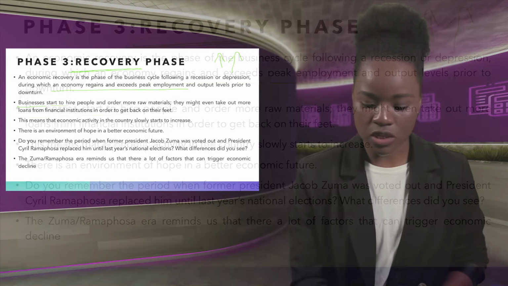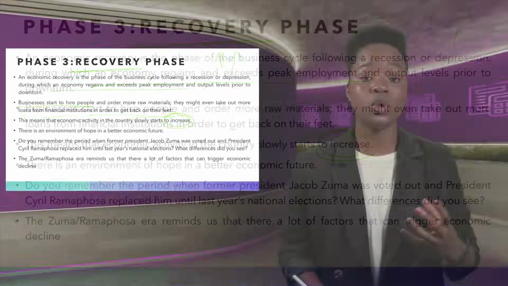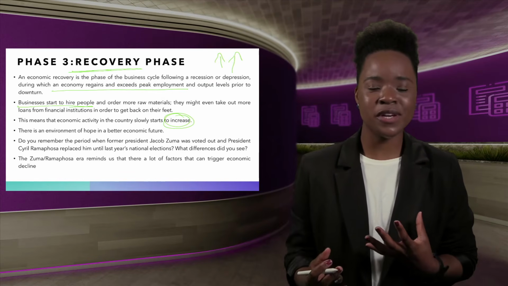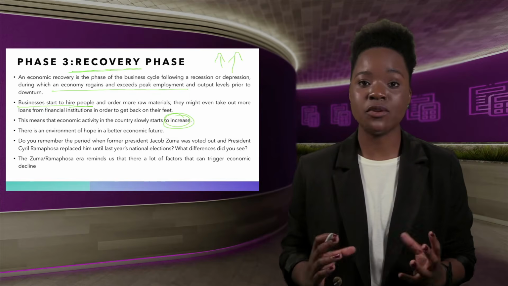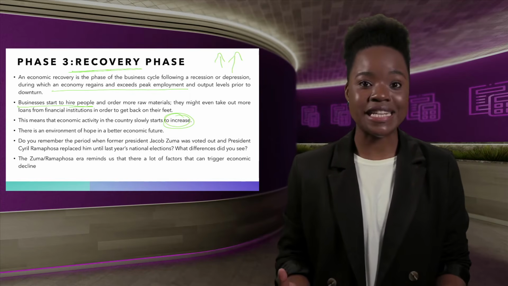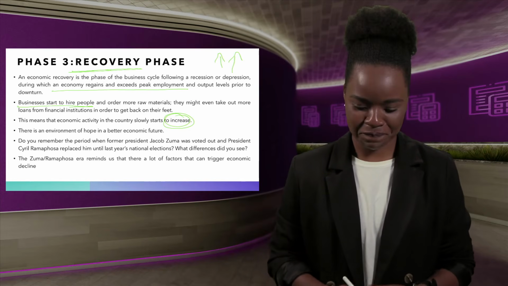So businesses start to hire people. As a result, unemployment will decrease. We also have economic activity increasing. So those are the kinds of words that we're looking for in the recovery phase. We want increasing, we want recovery, we want positivity, and you must embody this in how you write out the different points. So you can see that, as the marker, we can see that you understand the difference.